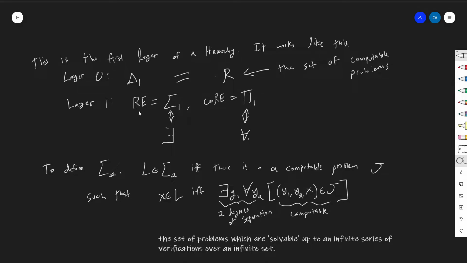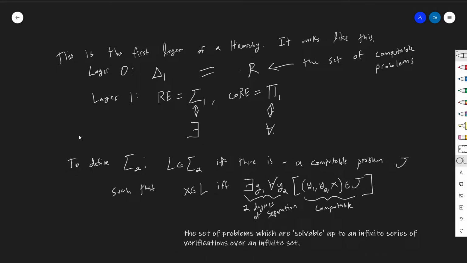And then we said that sigma 1 was the computably enumerable problems. And then we defined co-RE to be the set of all complements to computably enumerable problems. So that was pi 1.